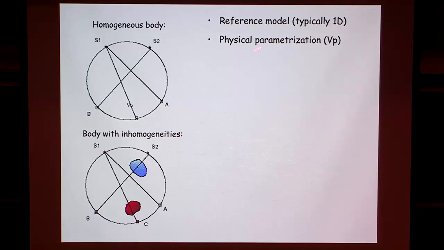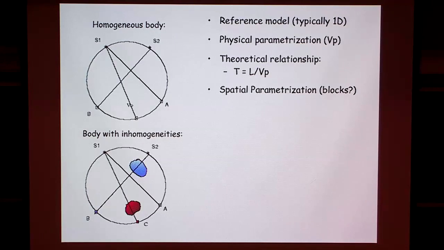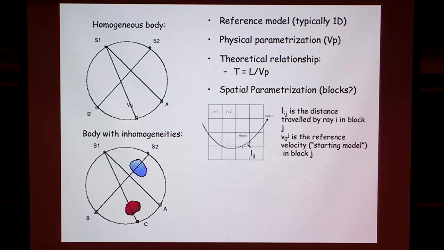You need to parameterize physically. We need to know what these travel times are going to depend on. So in this case, it will be just the P velocity, VP, but it could be a number of other parameters. You have a theoretical relationship: travel time equals length divided by VP in this case. And if you want to compute this formally, not by hand waving, but putting it in the computer, you need to parameterize your system, for example in blocks.